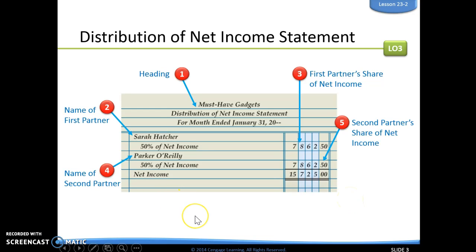$7,862.50. And then the last thing that we are going to do is we are going to add those two up to make sure that we have the correct net income. So net income, and that total is $15,725. So this needs to equal what we really have as our net income.